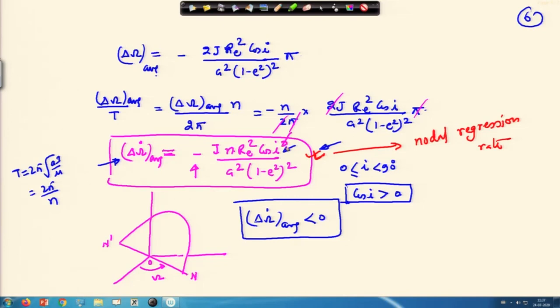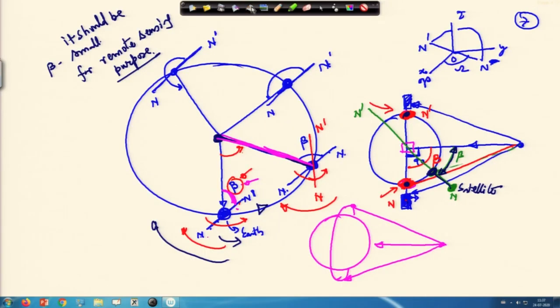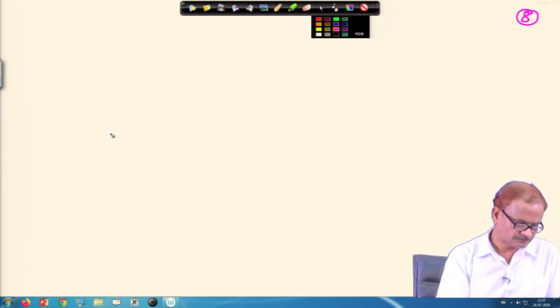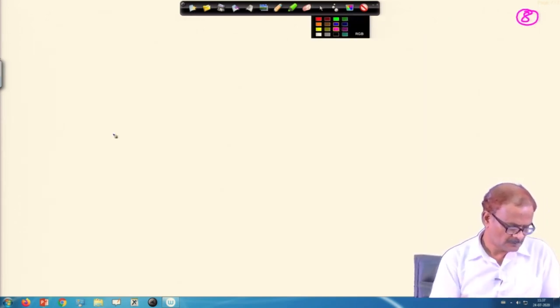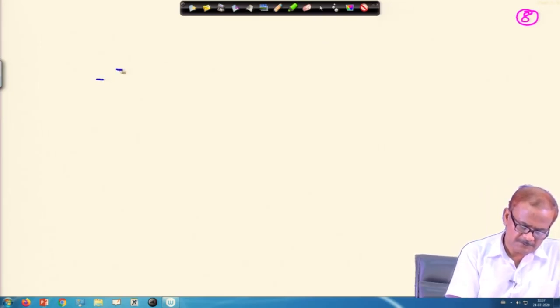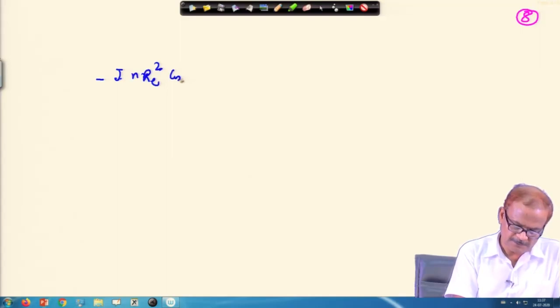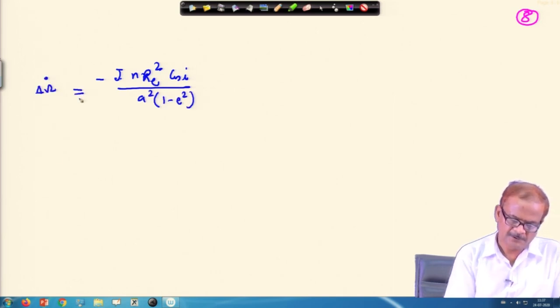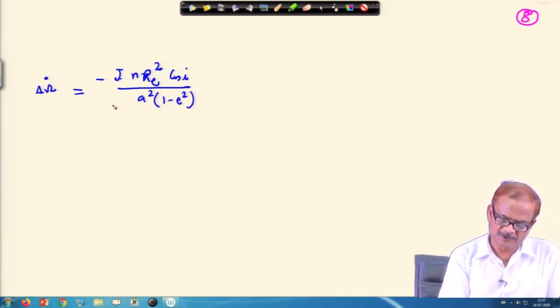We have to launch it at a particular inclination angle, and that we can see on the next page. So we have minus J n R_e squared. This is the nodal regression rate, and we want this to be positive. So how can it be made positive?